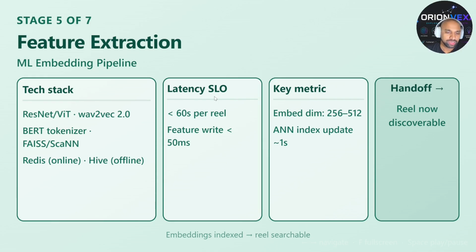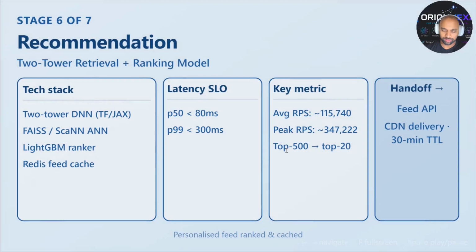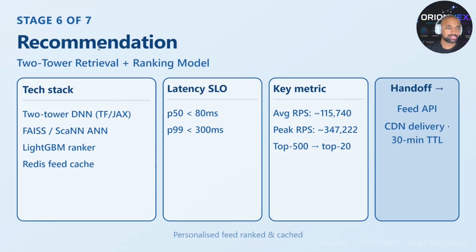Latency SLO, where SLO means service level objective, is less than 60 seconds per reel, and feature read is 50 milliseconds. Key metrics: the embedding dimension is 256 to 512, and the index update is within 1 second. Then it will be handed off to the next stage, stage number 6, the recommendation system.